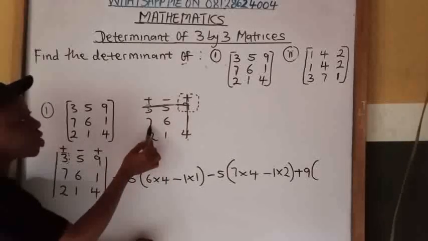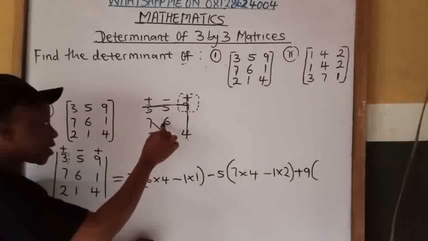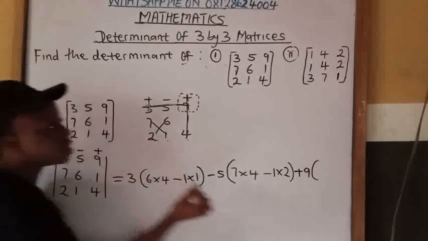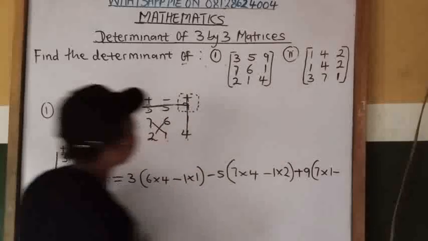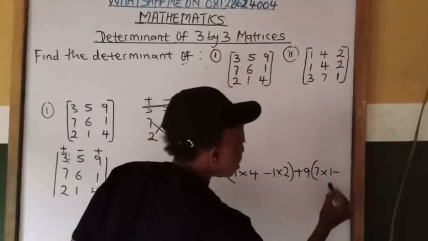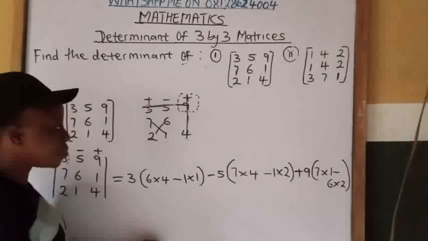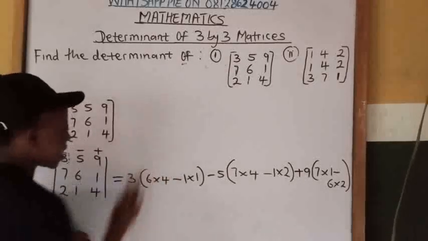So we'll be left with what? 7, 6, 2, 1. Then you cross multiply. So we are going to have 7 times 1 minus 6 times 2. So close the bracket. So let's start solving now. So let's open the bracket.